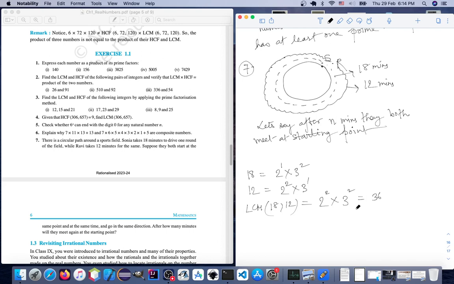So will the number of rounds taken by Sonia and Ravi after n minutes be the same? No, it will not be the same.